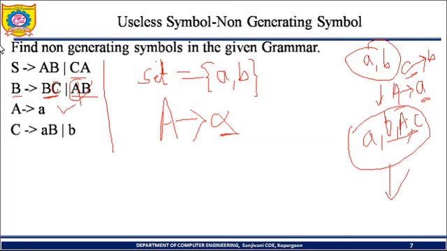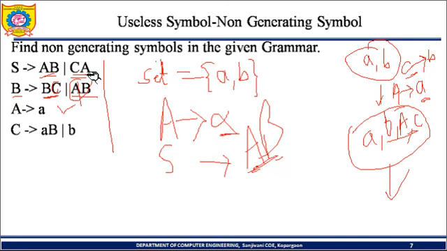Now S has two productions, one is AB. Out of this AB, each and every symbol must be generating. Capital A is generating, but capital B is not generating, because it is not present in the set of generating symbols. So because of this production, we can say that S is not generating from this one.